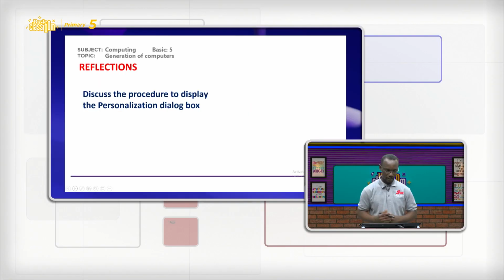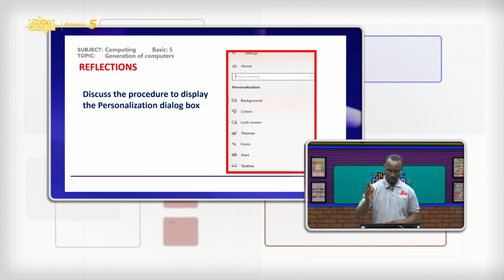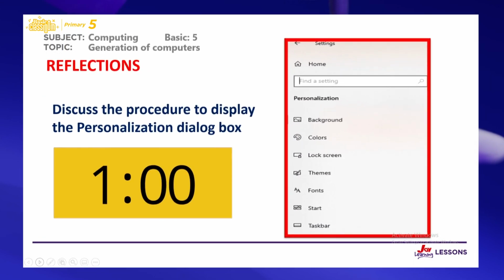Now we have a reflection. So for this reflection, let's do this. Discuss the procedure to display the personalization dialog box. You have to write the steps, or outline the procedure, to display it. So we want you to display it for us, writing the steps. Do this in 1 minute. Good, in 1 minute.